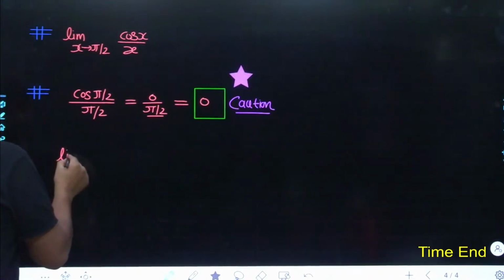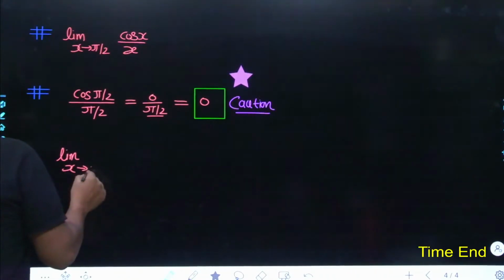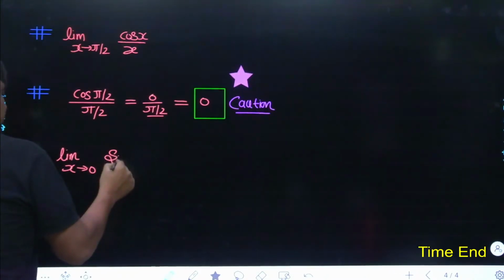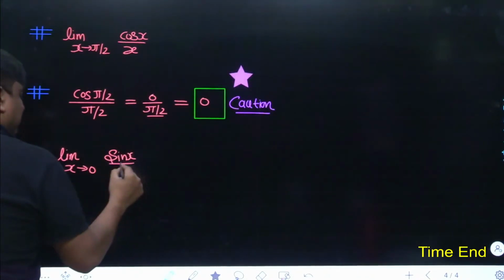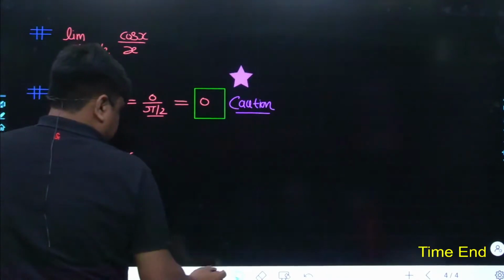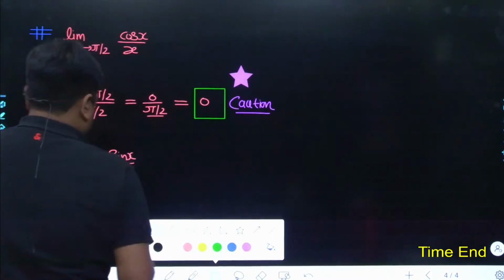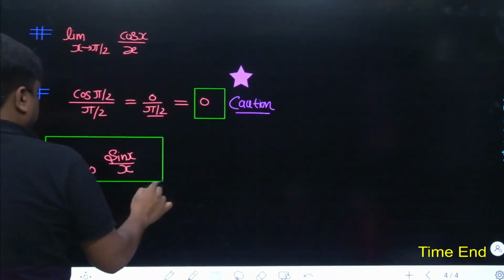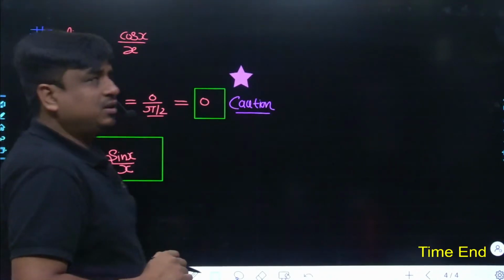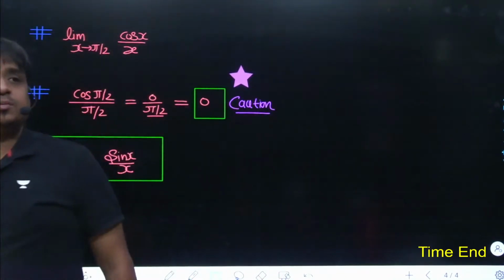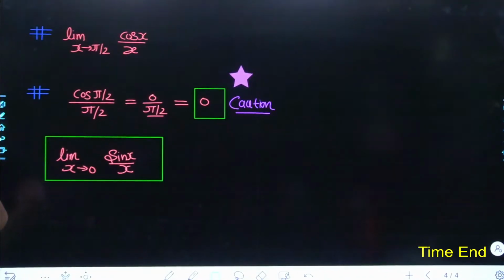Again, the limit is to be calculated, where x is tending towards 0, and here the function is sine of x over x. This is the next question. Yes. Tell me what would have been the best answer for this given question.